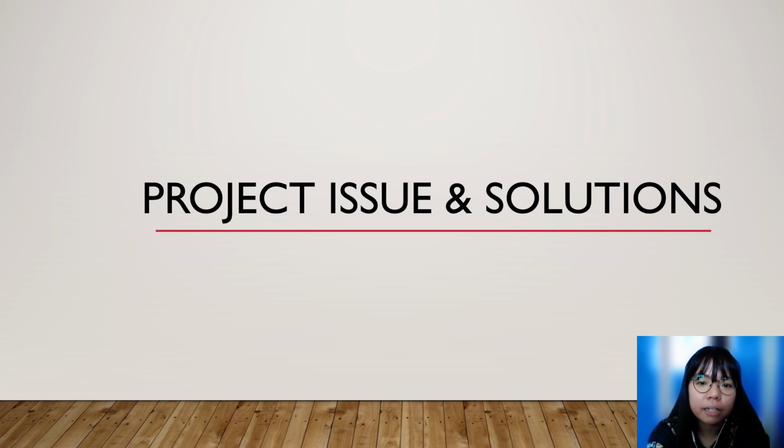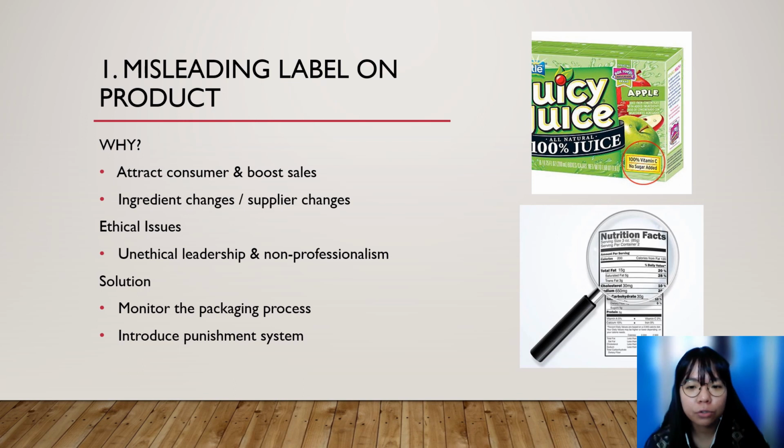Thank you. Okay, my name is Natalie. So now I'm going to present on the project issues and their solutions. The first issue is the misleading label on the product. They will use labels such as low fat, zero sugar, cholesterol free, and so on to create high demand for the product or food, and therefore boost their sales. Consumers will be willing to pay a premium price, assuming that the product meets their expectations. Other than that, the common causes of misleading food labels may also be ingredient changes to the original recipe and a change of supplier.